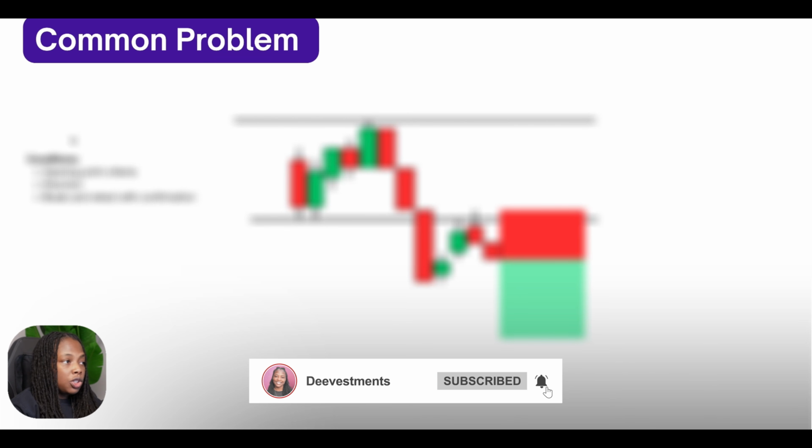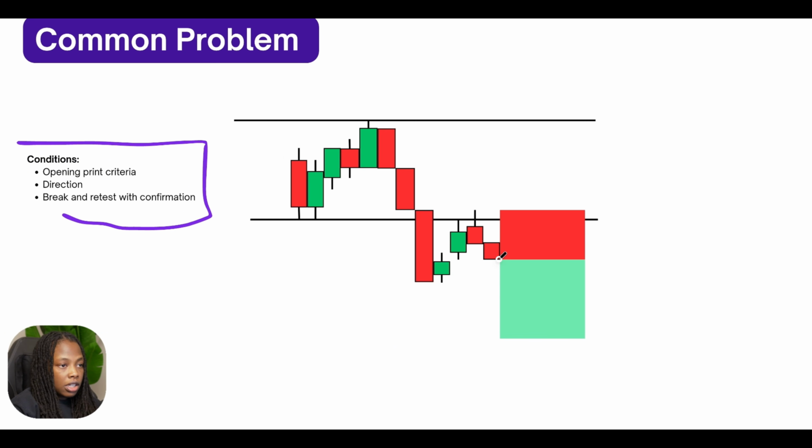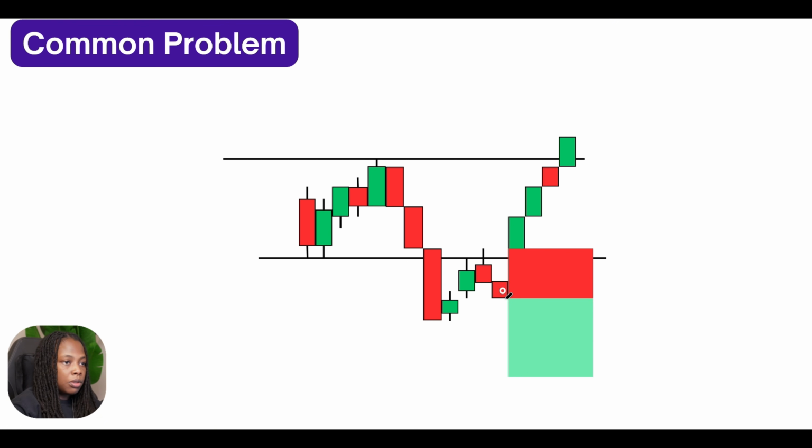Have you ever been in a situation where you have all the conditions to enter a trade met, but then you enter the trade only for this to happen? It reverses and you get stopped out and you lose money. You're probably like, but here it wasn't really clear. It was chopping around.